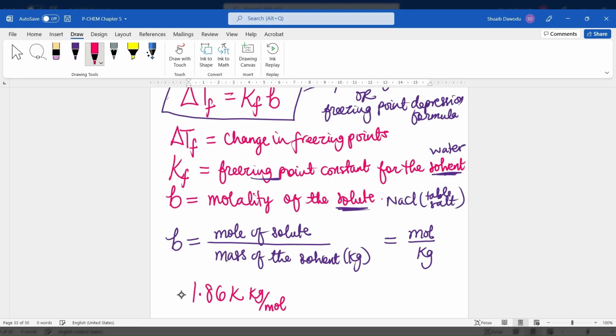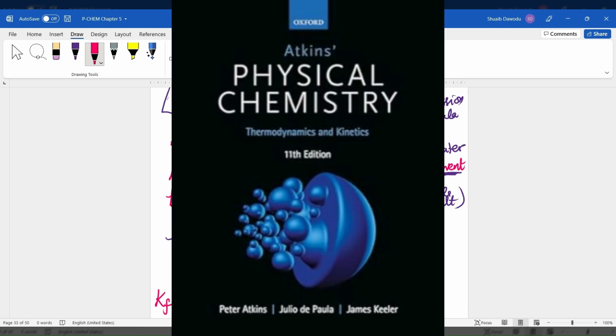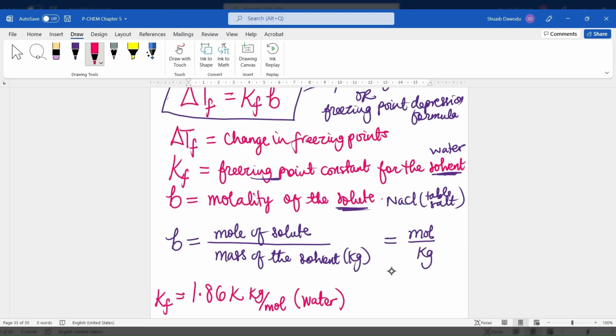But I want to quickly mention something, right? This is the K sub F of the solvent, and in this case, K sub F of water. And this is the value. You don't always have to Google it. The Atkins Physical Chemistry 11th edition textbook has a resource section at the back, and this value is actually there, 1.86 Kelvin kilogram per mole.